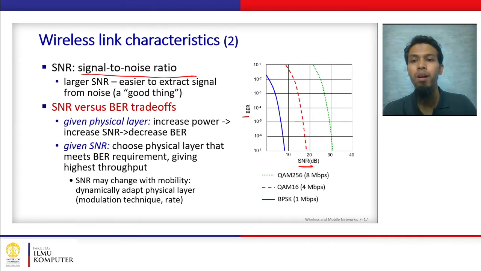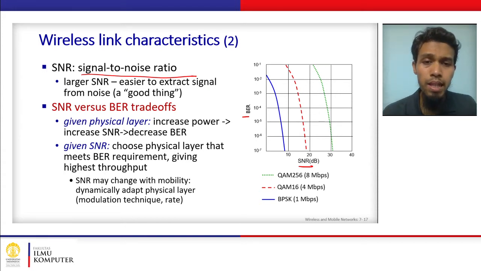So a larger SNR is a good thing. A larger SNR is better for us. As for the BER, the larger the BER is, the worse it is. So we want a lower BER. Basically, we want low bit error rates.